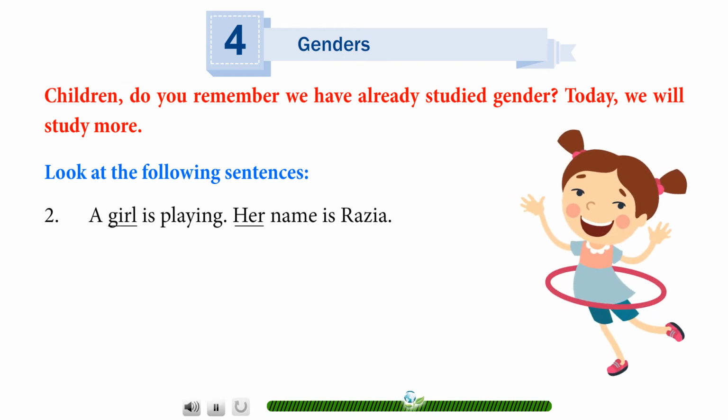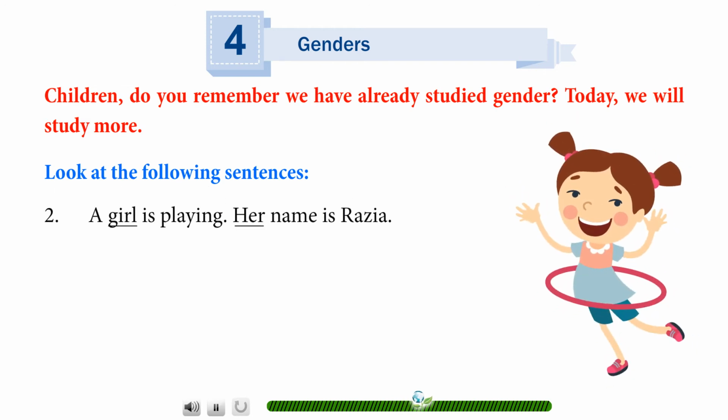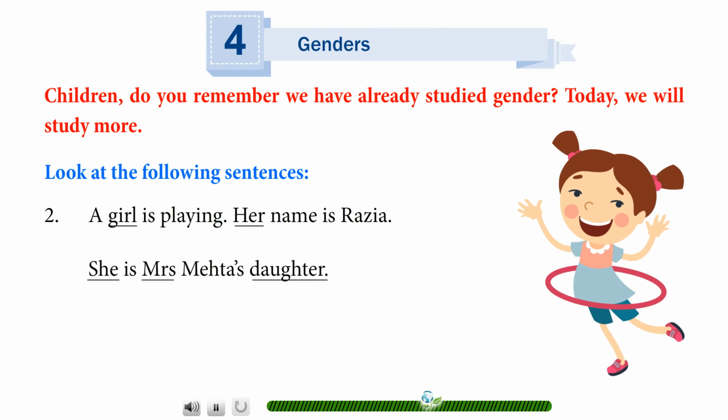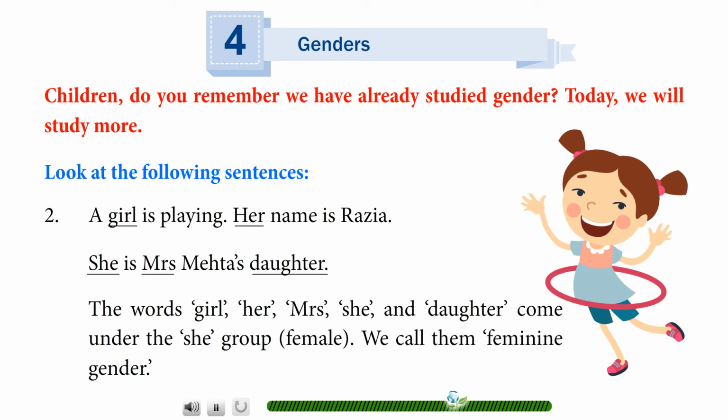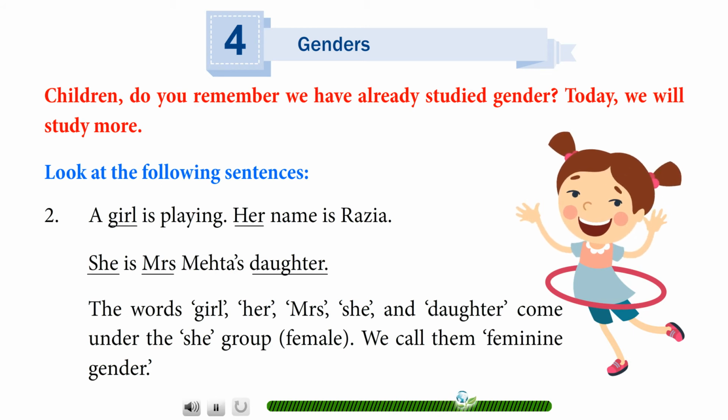2. A girl is playing. Her name is Razia. She is Mrs. Mehta's daughter. The words girl, her, Mrs., she and daughter come under the she group, female. We call them feminine gender.